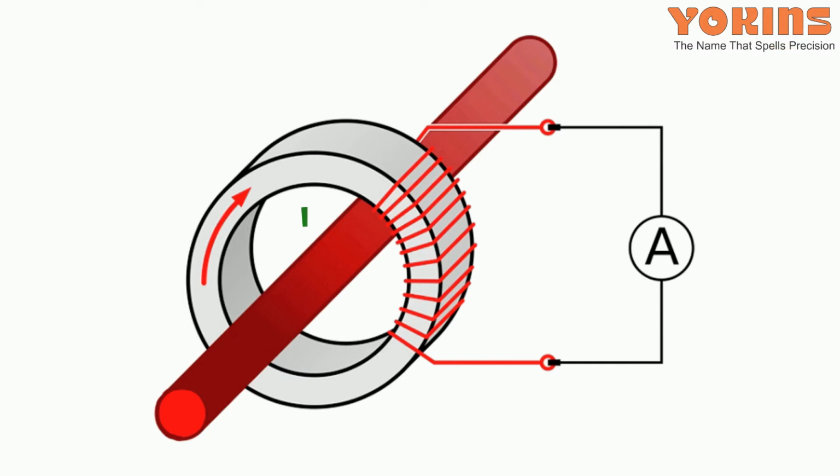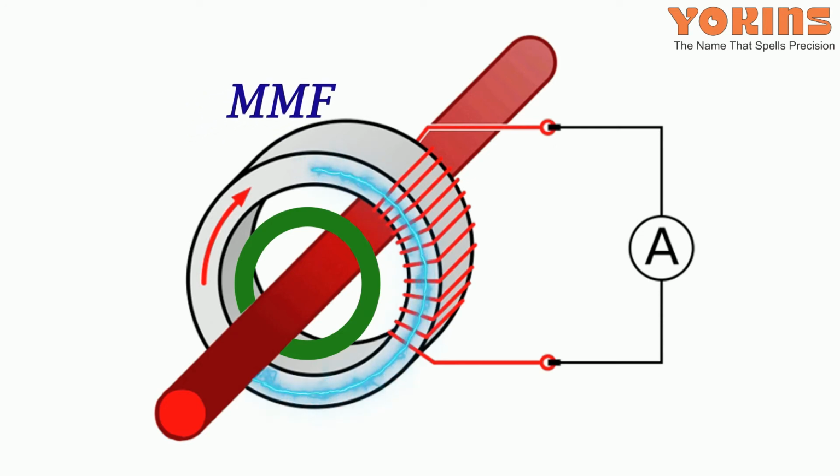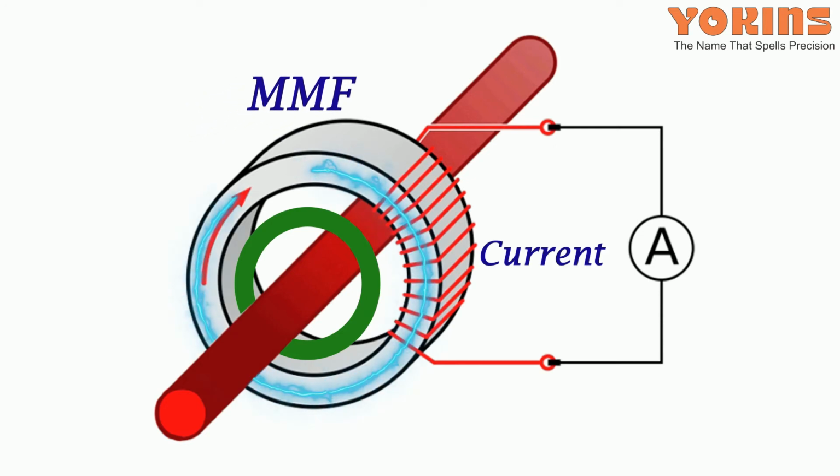As we know that when a current is flowing through a wire, flux will be generated around it. Due to this flux, on the core of the current transformer, MMF will be produced. Due to the flow of MMF in the core, in the secondary winding also current will start flowing, which will be proportional to the number of turns in the CT.